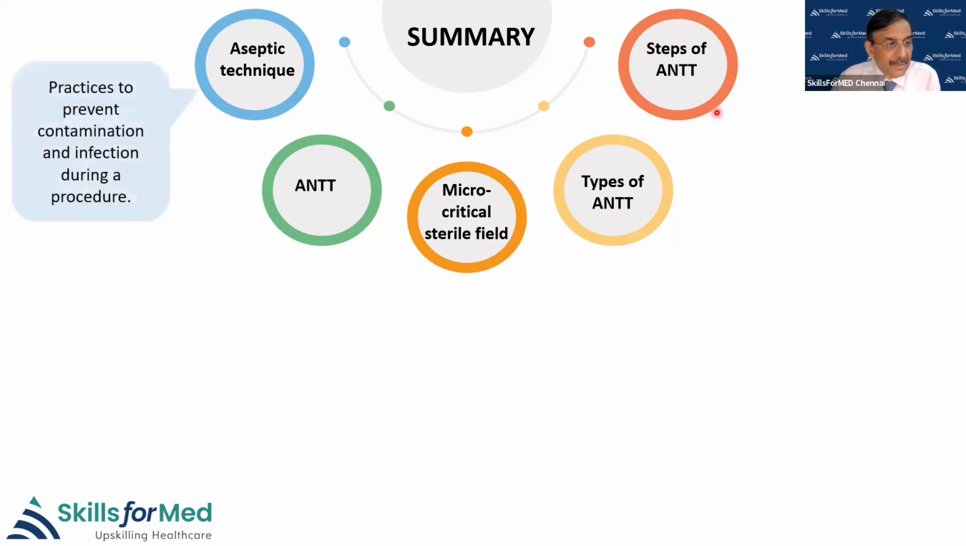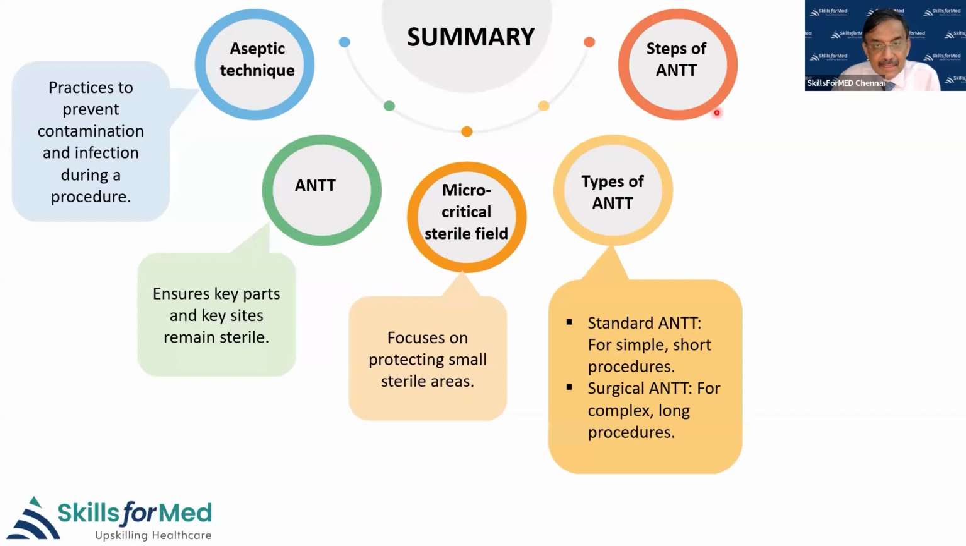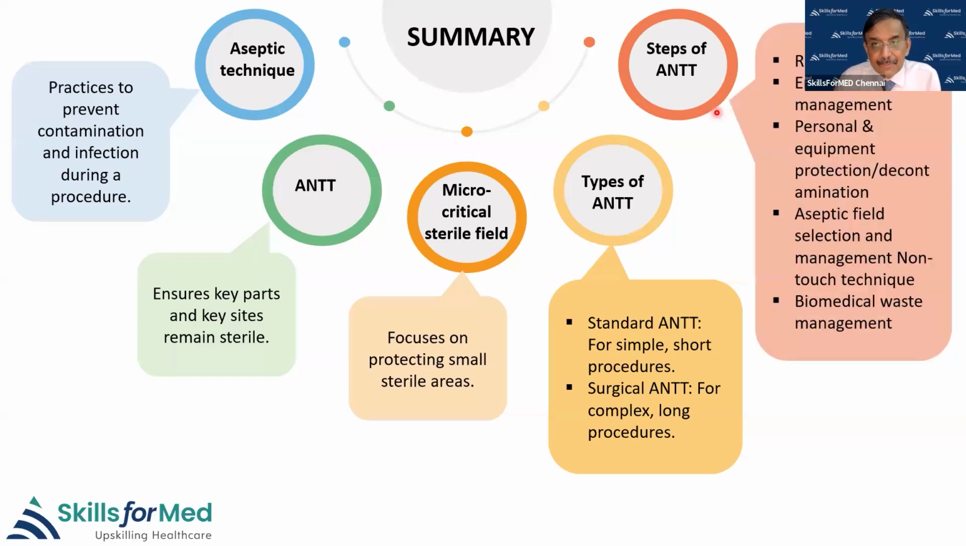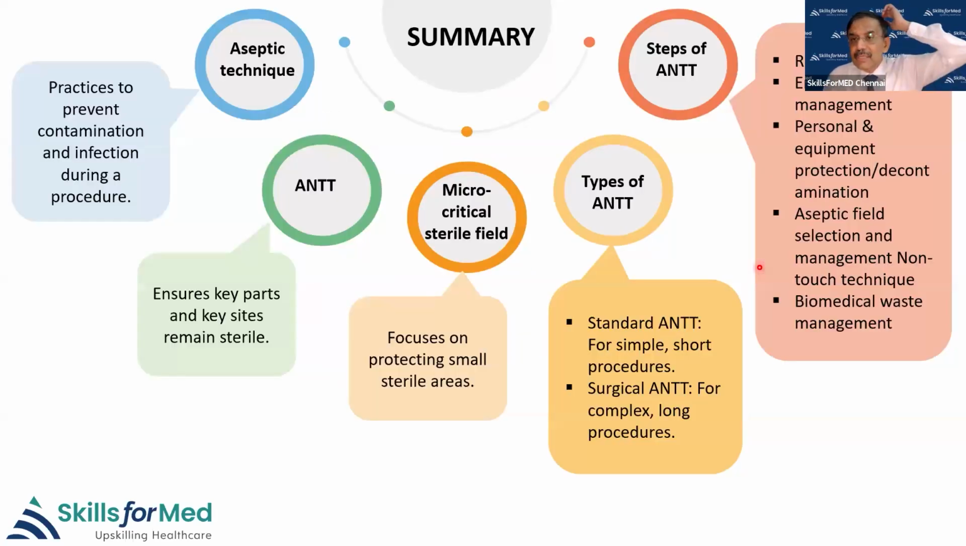Okay, so practices to prevent contamination, key parts and key sites in ANTT, focusing on protecting small sterile areas as micro-critical sterile field, types of ANTT, standard and surgical, and the steps: risk assessment, environmental management, PPE, aseptic field selection, and biomedical waste management. So I want to end before going into questions about this.